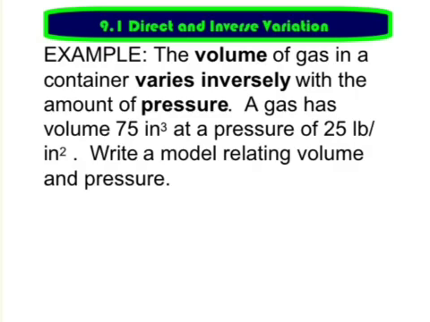Now it's important to understand how to write those models, because in real life we'll find that there are variables that have this relationship of direct or inverse variation. So for example, the volume of a gas in a container varies inversely with the amount of pressure. So right there, from this sentence, I'm just going to jot down my model, and instead of using x and y, I'm going to use V for volume, and it says it varies inversely, so that says K over P for pressure. That's how I'm going to write my model.